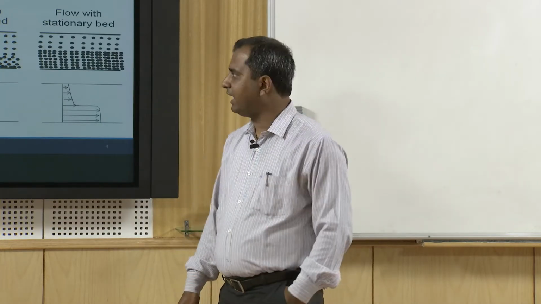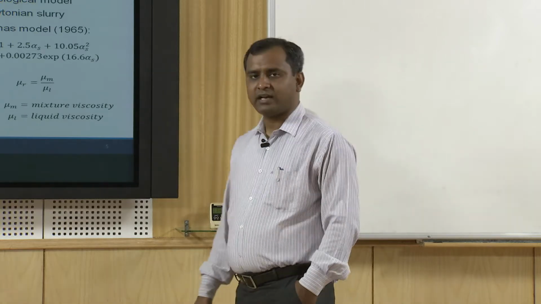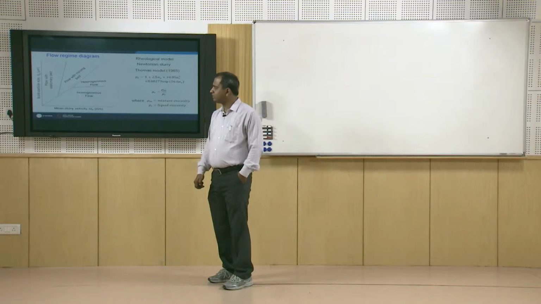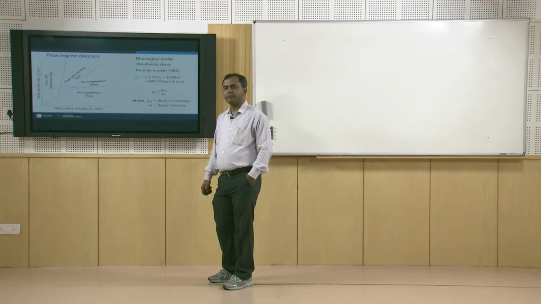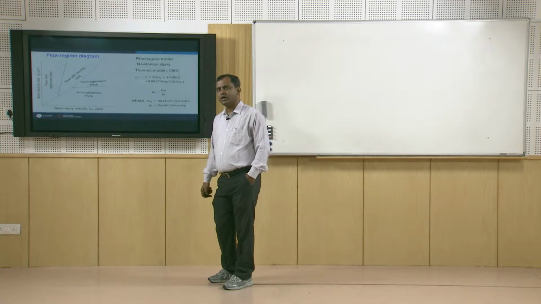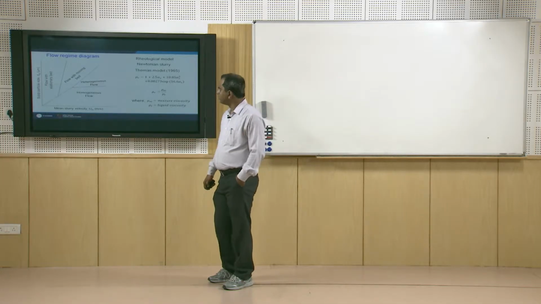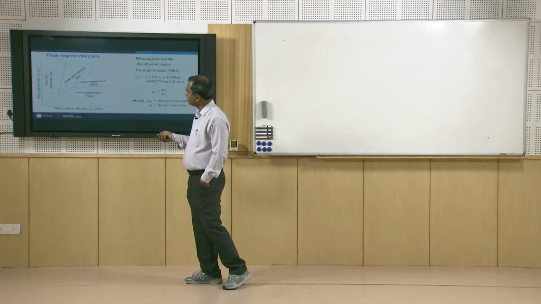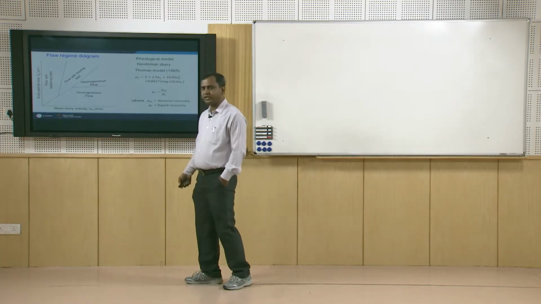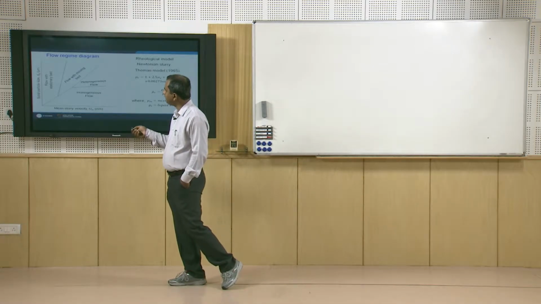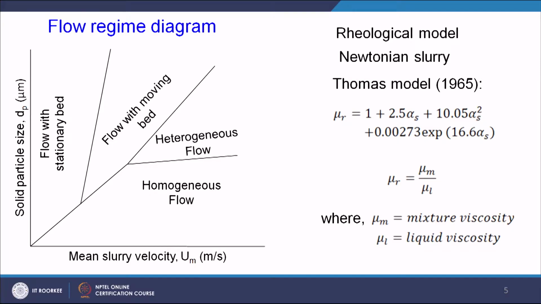Let us now see how we can characterize these flow regimes depending on the mean velocity of the slurry and the particle diameter, because these are the two important parameters on which the regime depends. Here, in the abscissa we have plotted the mean slurry velocity, and in the ordinate the solid particle size dp. Whenever the liquid velocity is very high, or at lower size of the solid particles, we always get a homogeneous mixture of the solid and liquid, which is characterized as homogeneous flow.